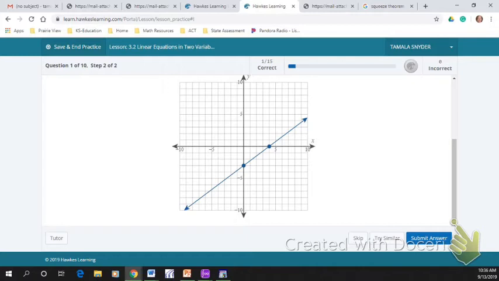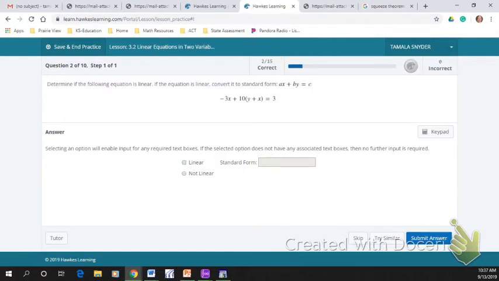Okay, so this is what I was talking about, linear, nonlinear. They're saying if it is linear, write it in standard form. Now, if you have a horizontal or vertical line, you can just simply write it as x equals a number or y equals a number, because that is standard form for horizontal and verticals. And this is only a one-step problem, but you would simply put that in standard form to show that it's linear and type that in there.